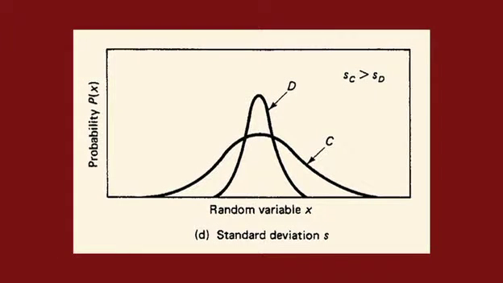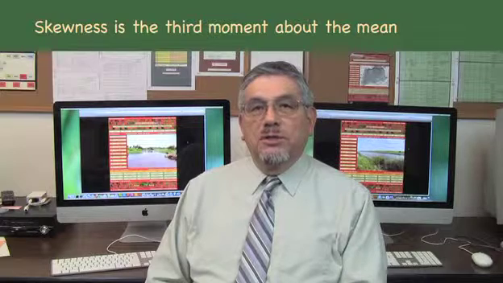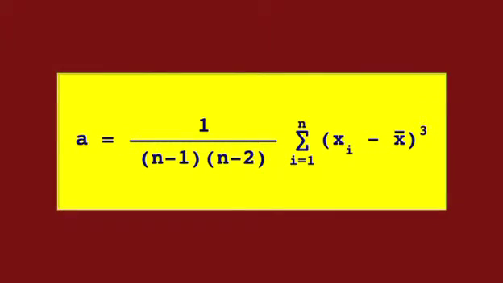In this figure, the standard deviation of distribution C is larger than that of D. The third moment about the mean is the skewness, defined as follows, in which A is the skewness. The skew coefficient is defined as follows.